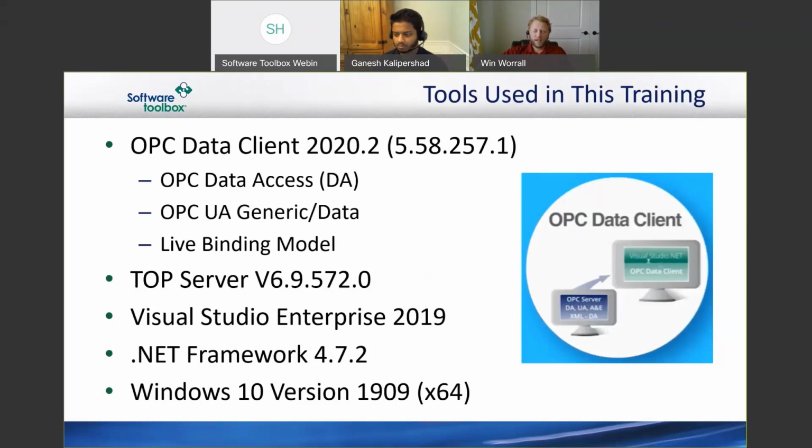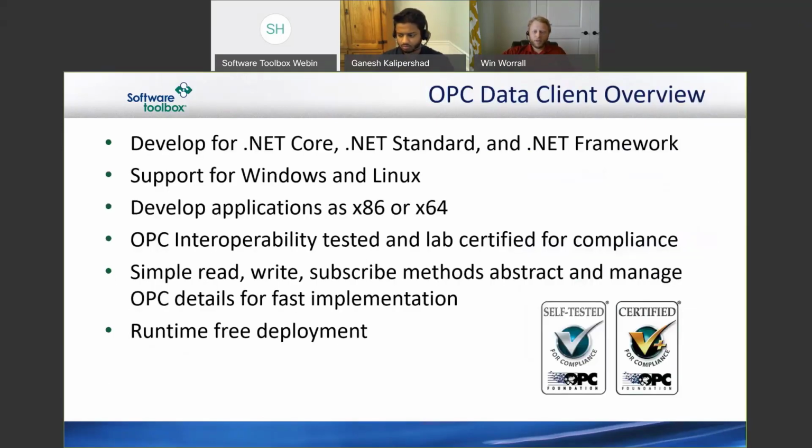So during the training today, Ganesh will be using the most current version of Data Client in Visual Studio 2019, and we'll be communicating with the top server using OPC DA and OPC UA. The Data Client supports development for the .NET Core, .NET Standard, and .NET Framework. And because of this, we can support deployment for both Windows and Linux. The toolkit has been both interoperability tested and OPC Lab certified to ensure that we have compliance with the OPC standard.